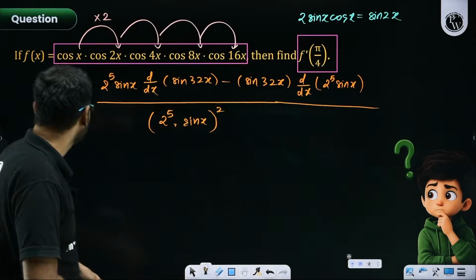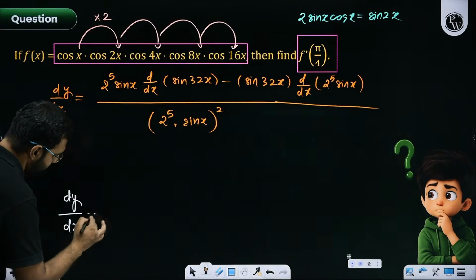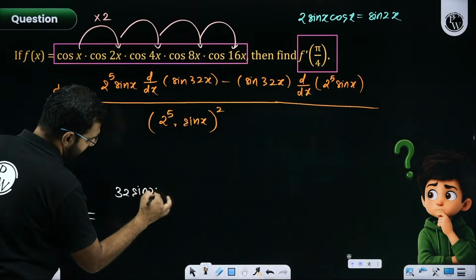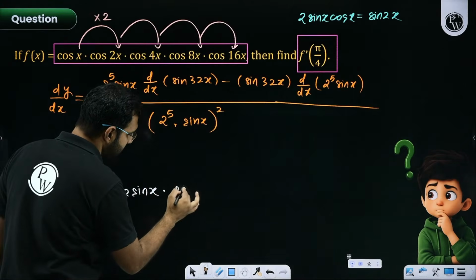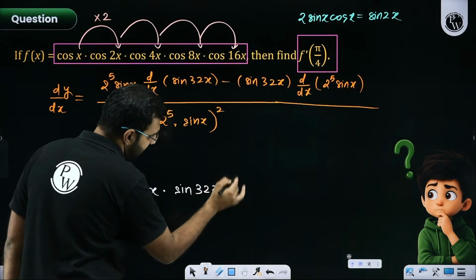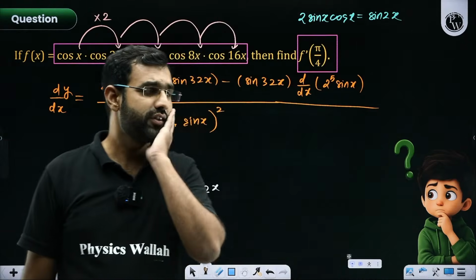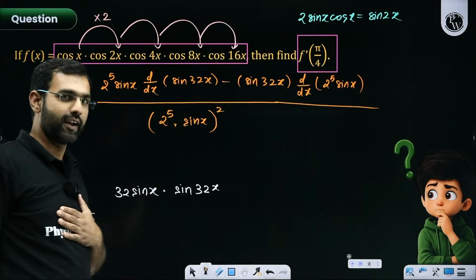So if you want to find or write dy by dx, what you will be doing here is, this is 2 to the power 5, which I'll write as 32 sin x. Now, d/dx of sin x is sin x, so it will be sin x. But actually it is not sin x, it is sin 32x. I think they are asking you f dash pi by 4. I did not notice it. Thank you so much, Vijay.